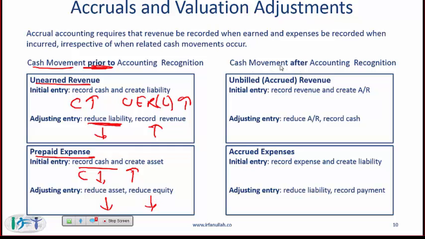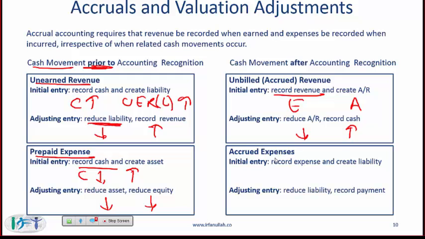On the other side, we have cash movements after account recognition. The classic is unbilled or accrued revenue. This is a receivable where we have sold or delivered a service but not received money. As long as we are sure we will receive money, and this will connect with revenue recognition that we'll talk about very soon. So we record revenue, which is equity, and we create a receivable, which is an asset. The adjusting entry when we receive the cash is to reduce AR and to record cash. So one asset goes up and one asset goes down.